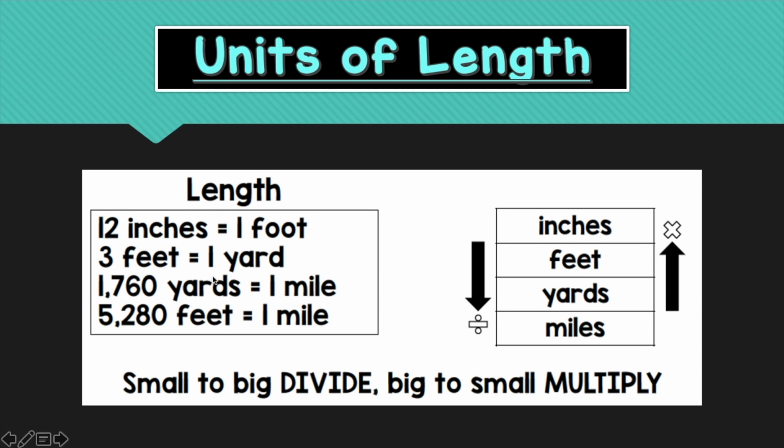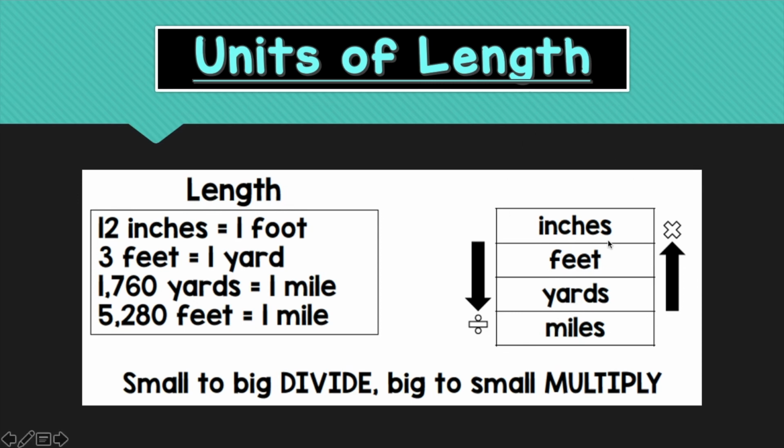So let's look more in depth about our units of length. So 12 inches is equal to 1 foot, 3 feet are equal to 1 yard, 1,760 yards is equal to 1 mile, and 5,280 feet is also equal to 1 mile. We can see the hierarchy of our units of length in this chart here. Inches is less than feet, feet is less than yards, yards is less than miles.